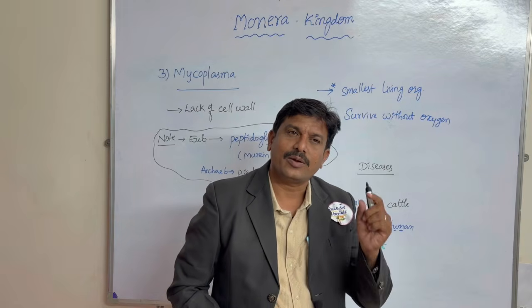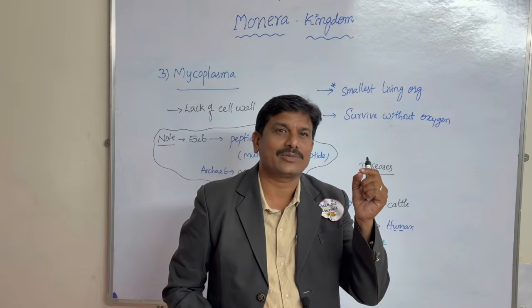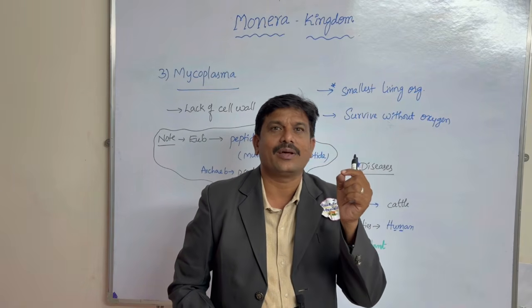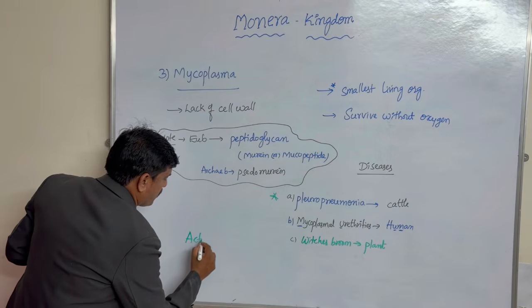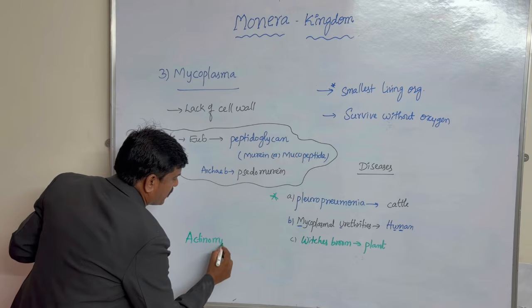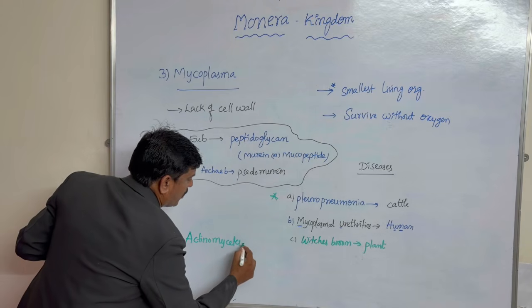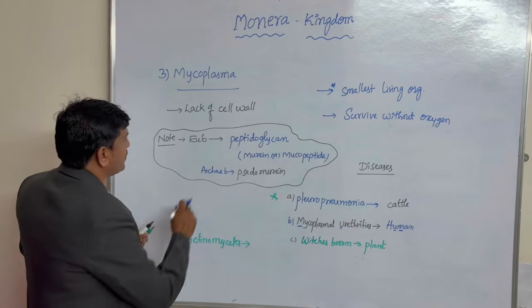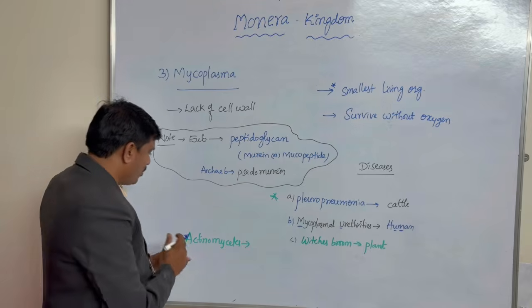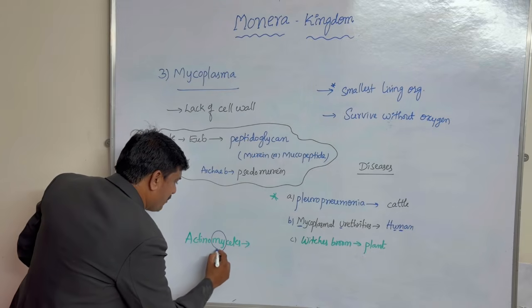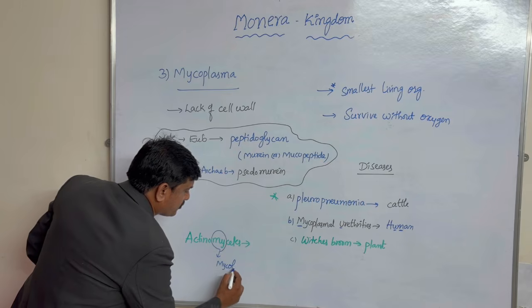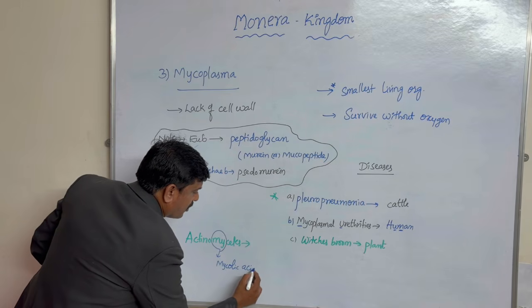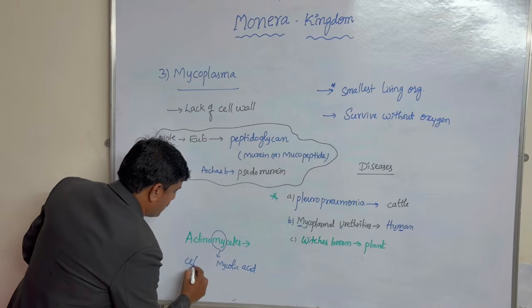One more point: another classification is the intermediate, Actinomyces. What about the Actinomyces cell wall? Here the cell wall is very clearly explained. The cell wall is made up of mycolic acid.